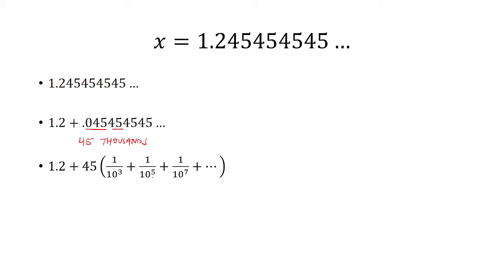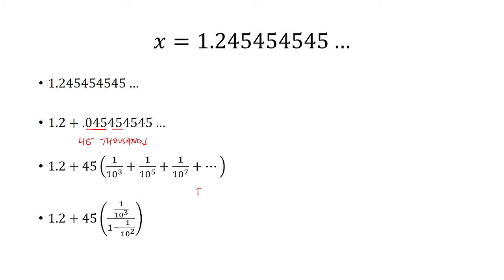1 over 100,000. And then you add 2 more zeros to 100,000 to get 10 million. 2 more zeros will be 1 billion, etc. So every time you're multiplying by 1 over 100. And so this is a geometric series.